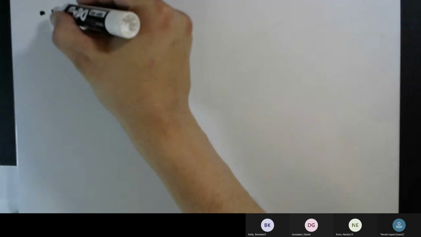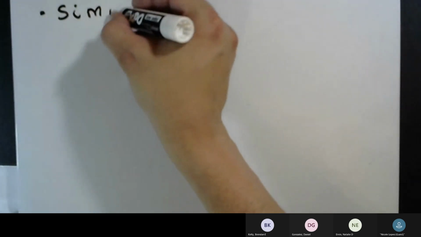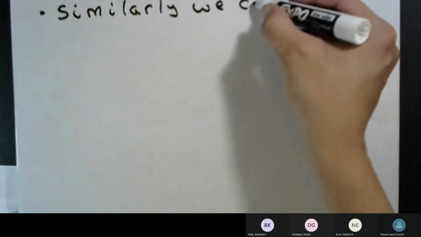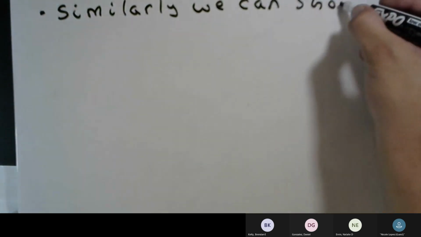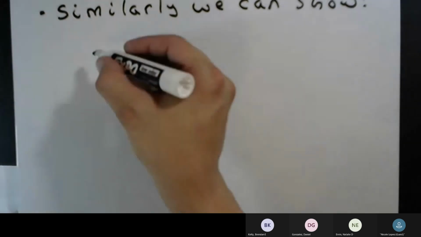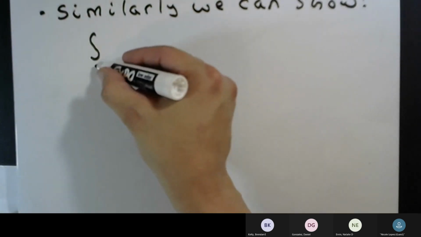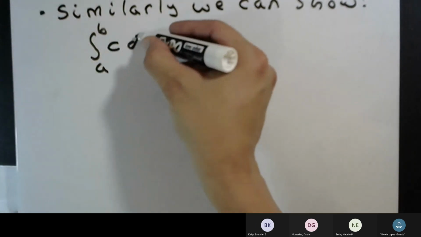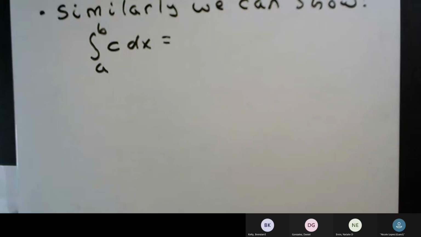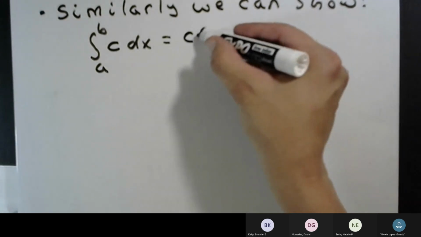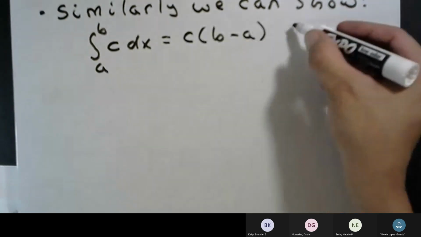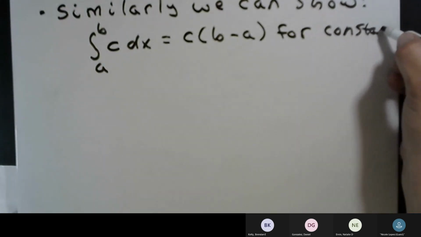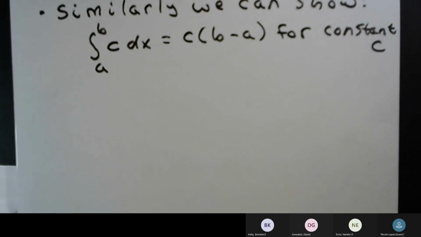So similarly, we can show, and I'm just going to put these out here, if we integrate a constant function like y equals c, we'll get c times (b minus a) for constant c.